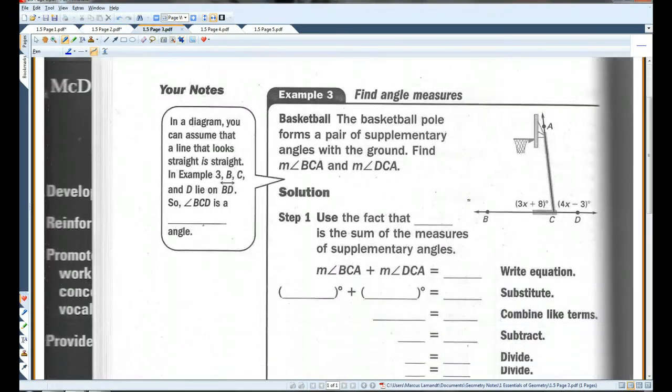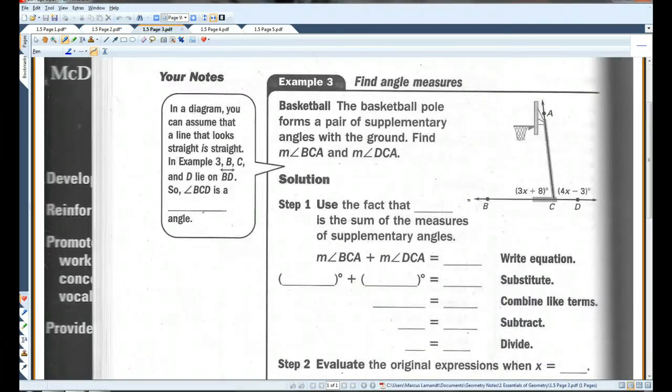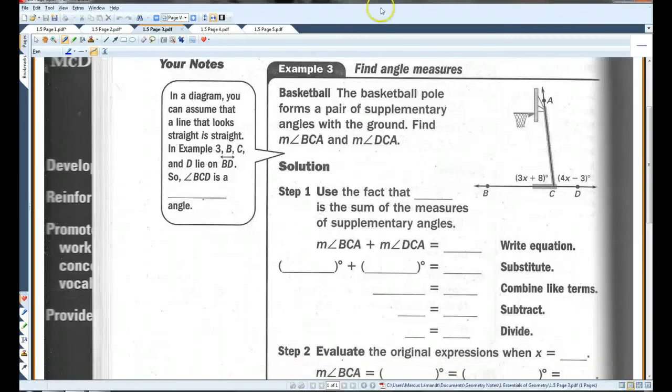Page 3. Example 3. Find angle measures. So the basketball pole forms a pair of supplementary angles with the ground. This one and this one. We're going to use the fact that 180 is the sum of the measures of the supplementary angles. Because we know these are a linear pair, they're supplementary, when we add these two angles together, we're going to get 180 degrees. Now we're given equations for each of these.